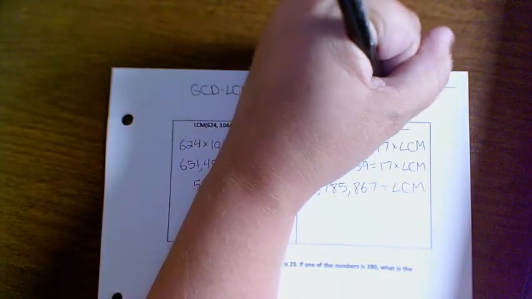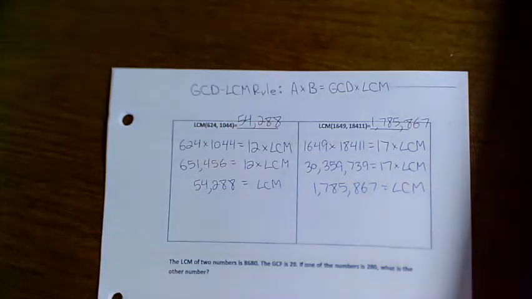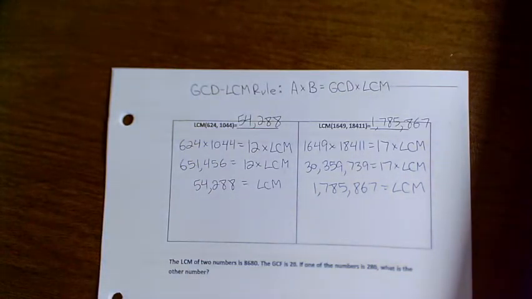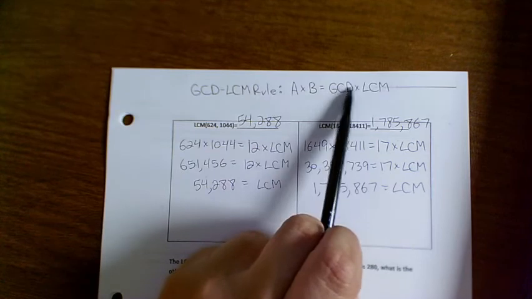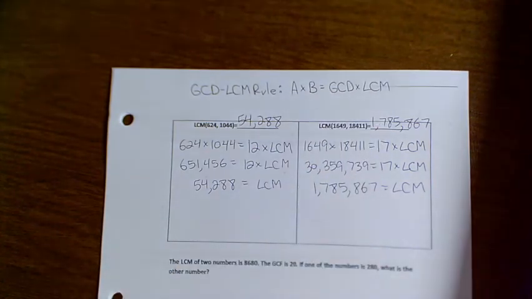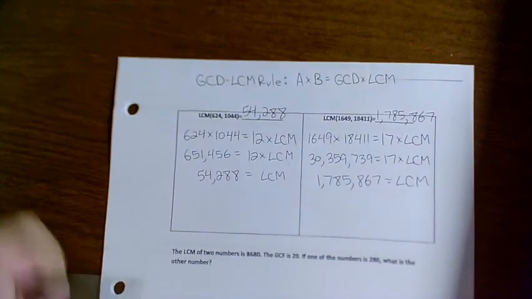Okay, so again, much easier than trying to make a list or trying to find factors, using the GCD LCM rule. So as long as you know, there are 4 numbers involved, so as long as you know 3 of them, you should be able to find the 4th one. So, using this rule. So there's a couple of word problems down here below.